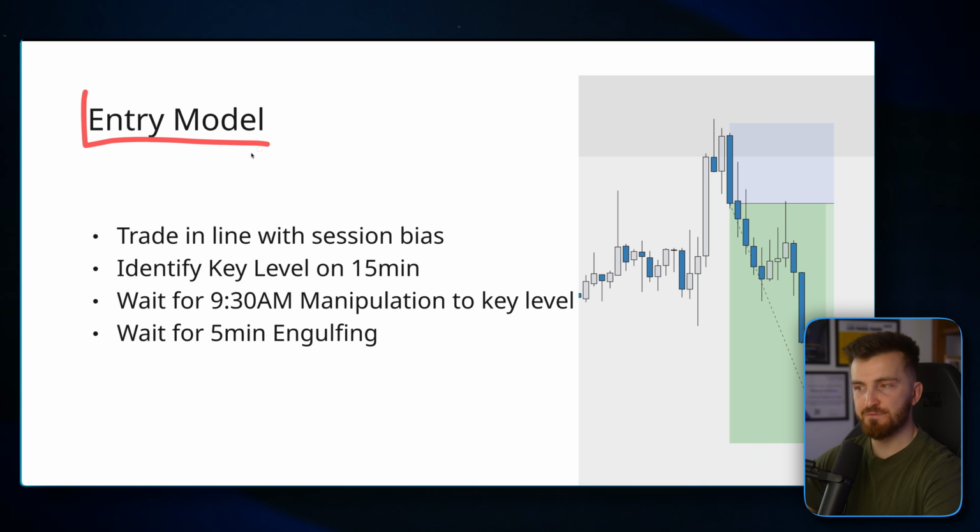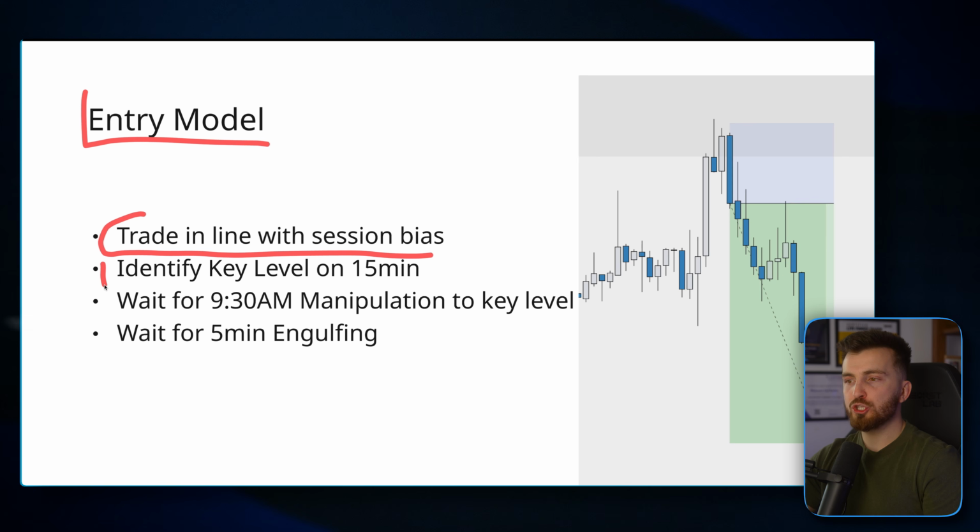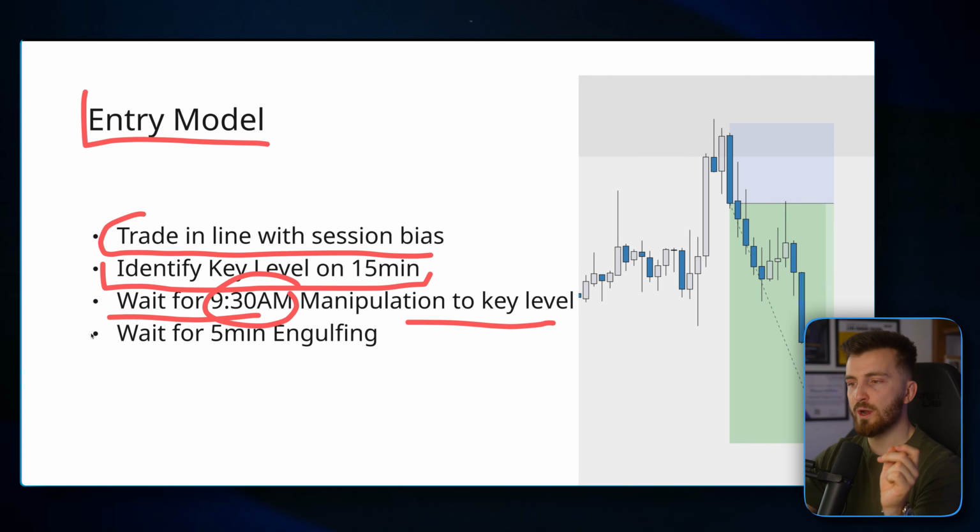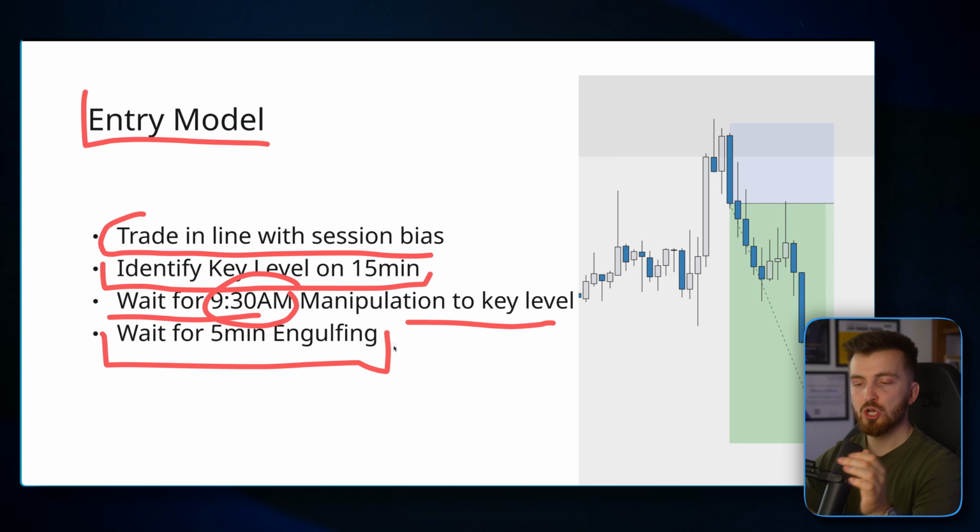Now, let me give you the strategy to execute on this right now. The entry model is very simple. We're going to trade in line with the session bias. So we're going to look at the 4-hour chart at 9 a.m. Eastern Standard Time. We are going to identify the key levels on the 15-minute chart. We're going to wait for 9:30 a.m. manipulation to that key level. And we're going to wait for the 5-minute engulfing. So all we're going to need is the 4-hour chart, the 15-minute key levels, and the 5-minute engulfing. All the rest is just waiting. But theory is easy. Let me show you exactly how we apply this on the charts.